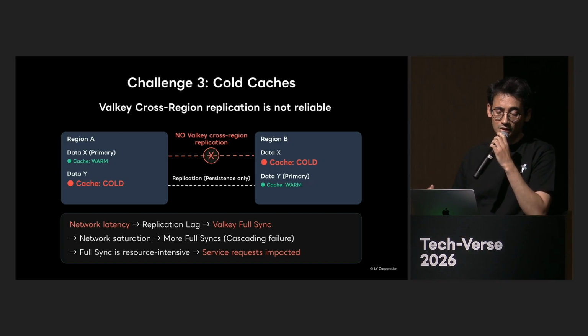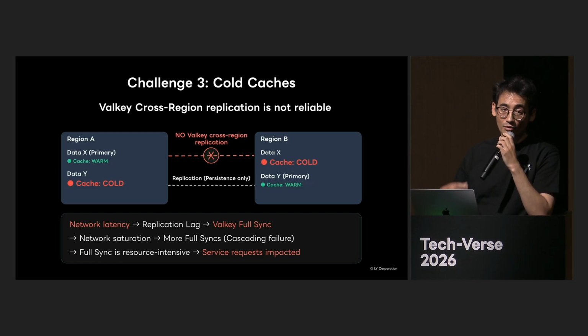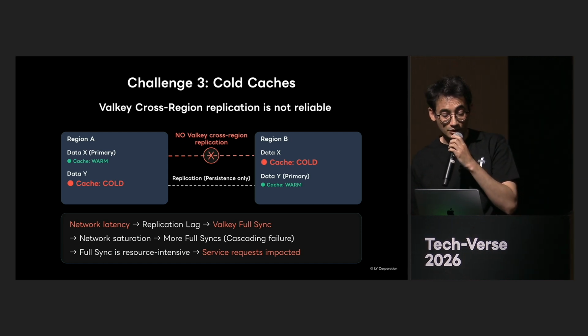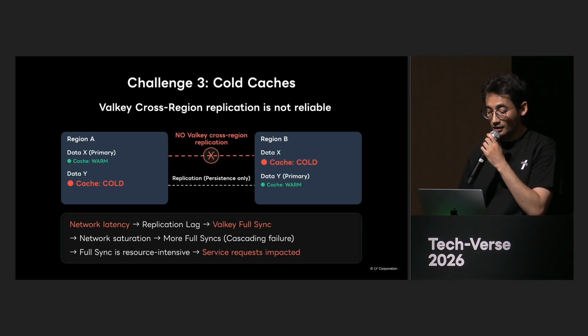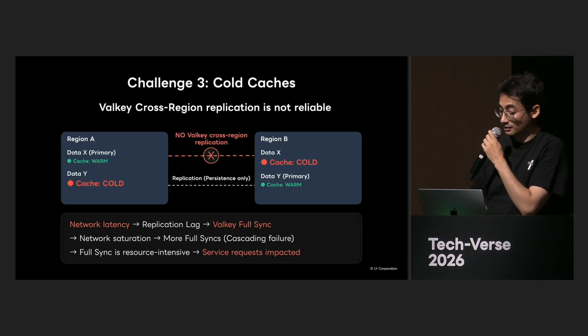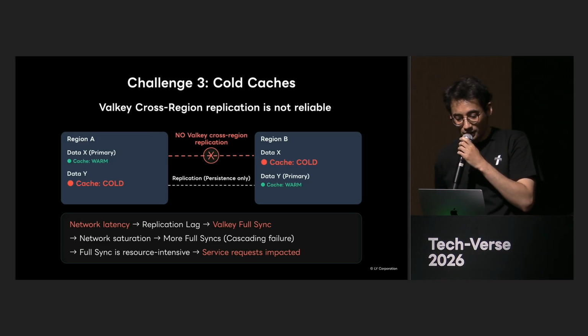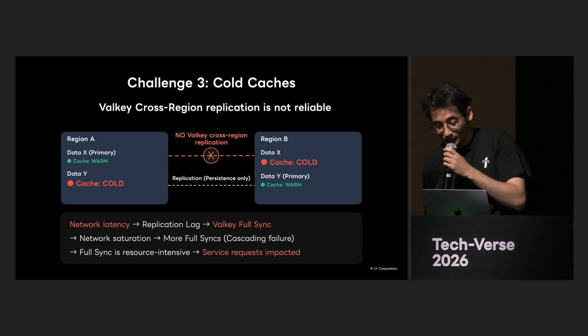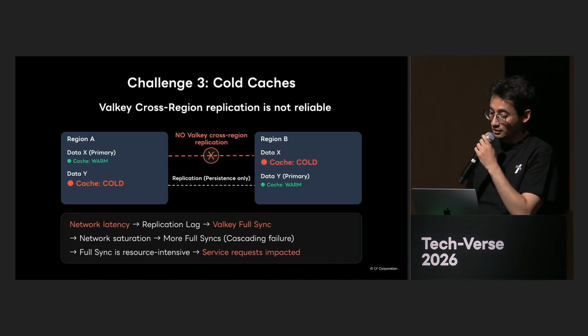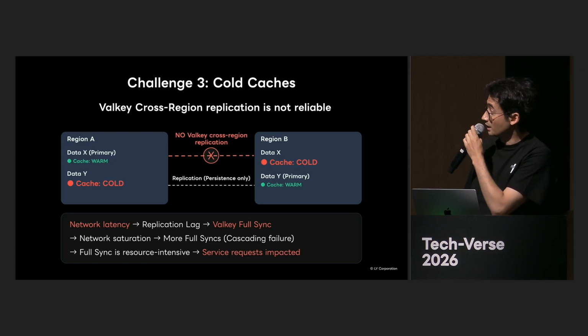At the line messaging scale, hundreds of shards could trigger full synchronization at the same time, saturating the network, causing even more replicas to fall behind, and then we have a cascading failure. Full sync is also a resource-intensive thing and can impact the normal traffic handling. And because of all of these reasons, we have decided to not replicate bulky across regions. So data belonging in one region is simply not cached in the other.